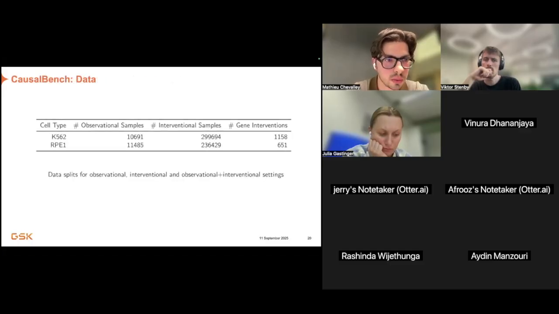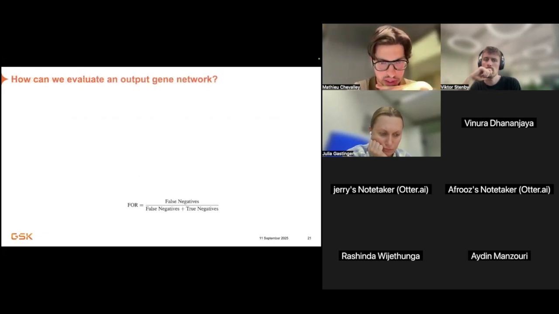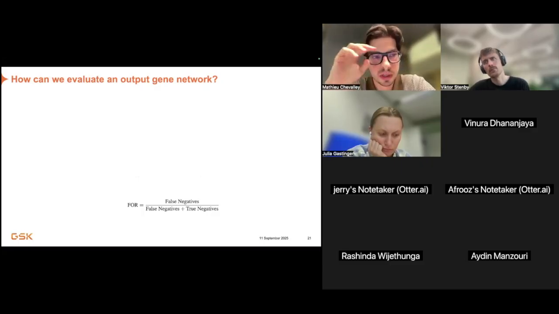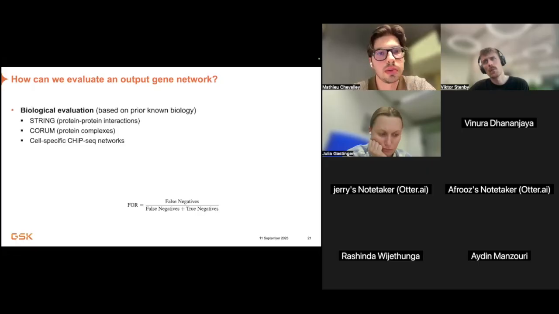And we also have two cell types, so you can also see in different contexts how it behaves. Now the question is how to evaluate the output gene network of some method. It's not that straightforward because we don't exactly know the true gene network for those cell types. There is some prior knowledge.